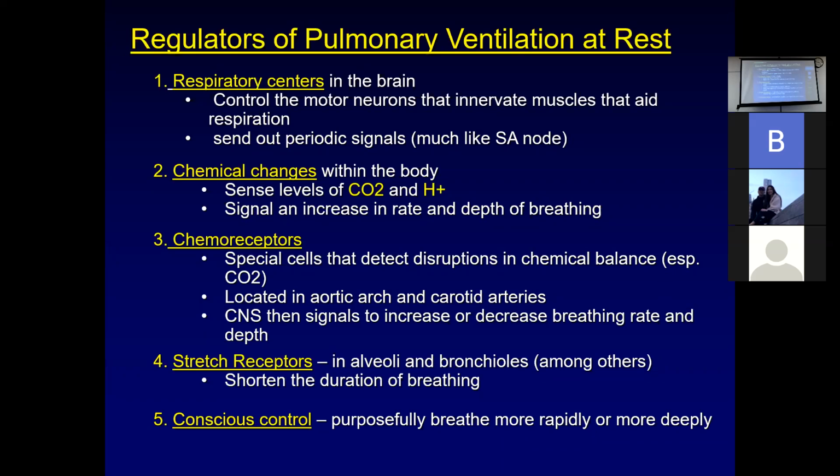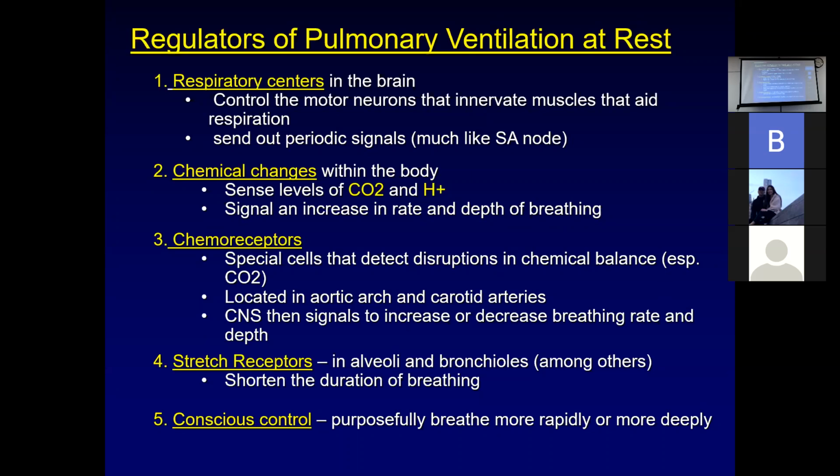So you have motor neurons that are going to go to the diaphragm, right? The respiratory centers are going to send out periodic signals, much like the SA does. So you normally at rest don't have to think about breathing, okay? The respiratory centers send out firings to these motor neurons, diaphragm contracts and relaxes a few times a minute, no matter what. When we sense chemical changes like rising CO2 or rising hydrogen, okay, it signals an increase in the rate and the depth of breathing. Right? So your breathing becomes deeper, big deep breath, and then oftentimes its rate is going to go up.